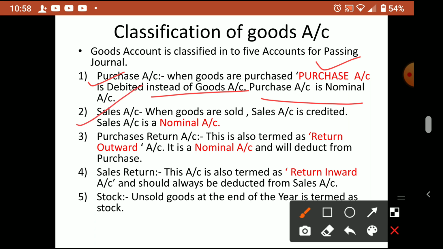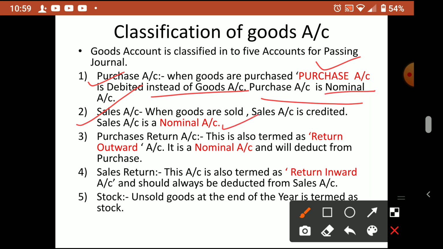Then sales account. When goods are sold, there also don't write goods. You have to write sale. So when you purchase goods, you write purchase. When you sell goods, you have to write sales account. Sales account will be credit because it is income for the business. When you sell product, you will be getting money, so it is income for the business. So it is known as what? Credit all incomes and gains. That rule we have to follow. So sales will be credited, purchase will be debited. Reason understood? These both are nominal accounts, that rule we are applying here also.